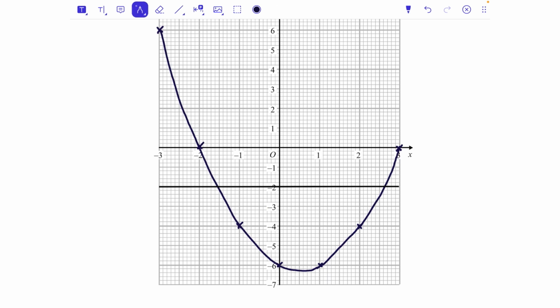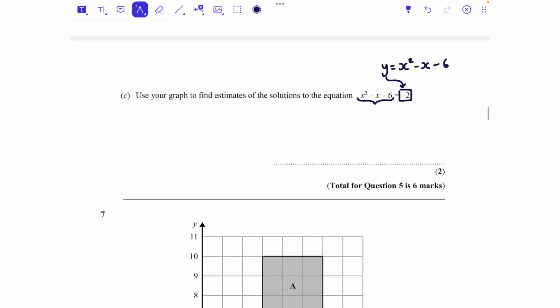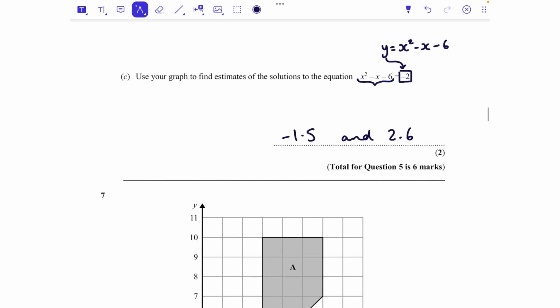So when does the quadratic graph equal minus 2? Well, it equals it in 2 places, here and here. So then we're just going to draw lines going up to the x-axis to see what that value is, and we can see we've got minus 1.5 and 2.6. So I would put both those values on the answer line, minus 1.5 and 2.6.